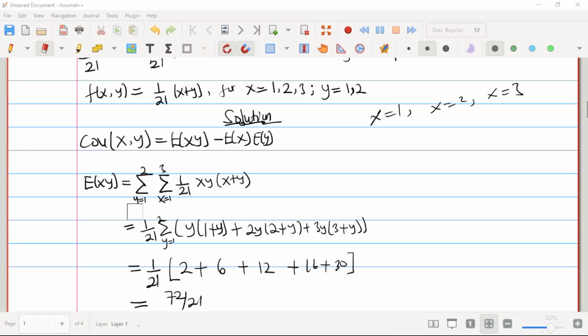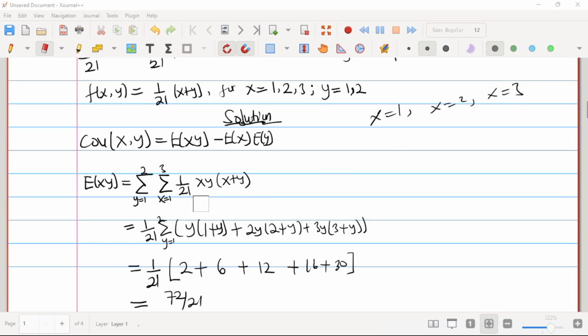First we are summing on y. That's the reason we are starting with y equal to 1 to 2 and x equal to 1 to 3 of what? The joint PDF times the function that we have here, x times y. So here we are going to have 1/21 times x times y times (x plus y). Then first we are going to substitute in our x, and for x we are going to get x equal to 1, as you can see here, x equal to 2 and x equal to 3. That is what we are going to get.